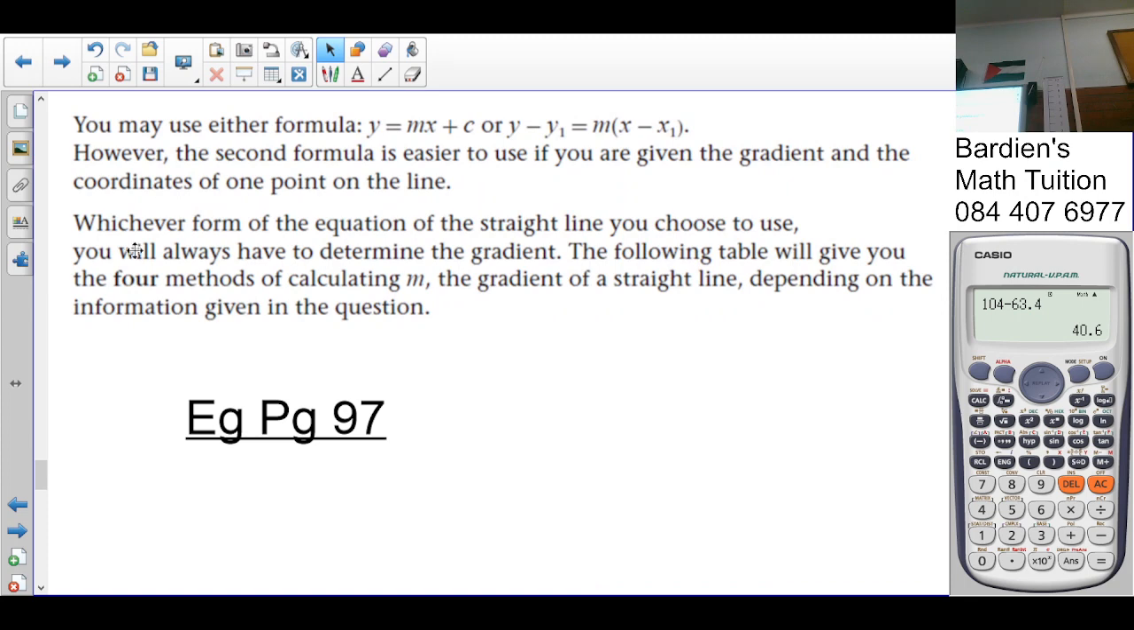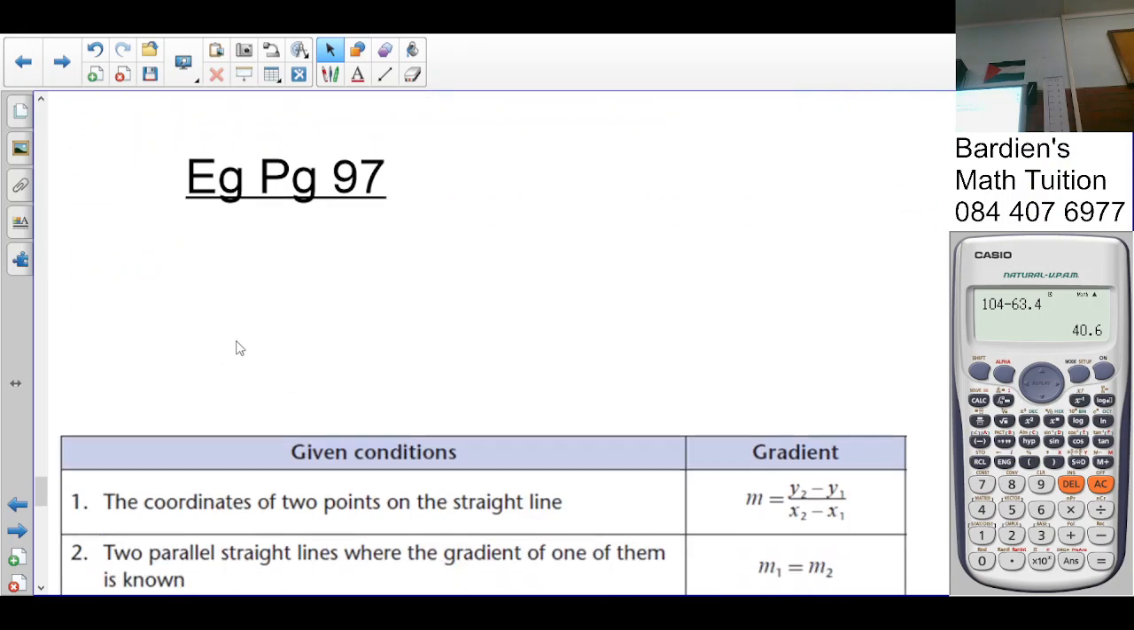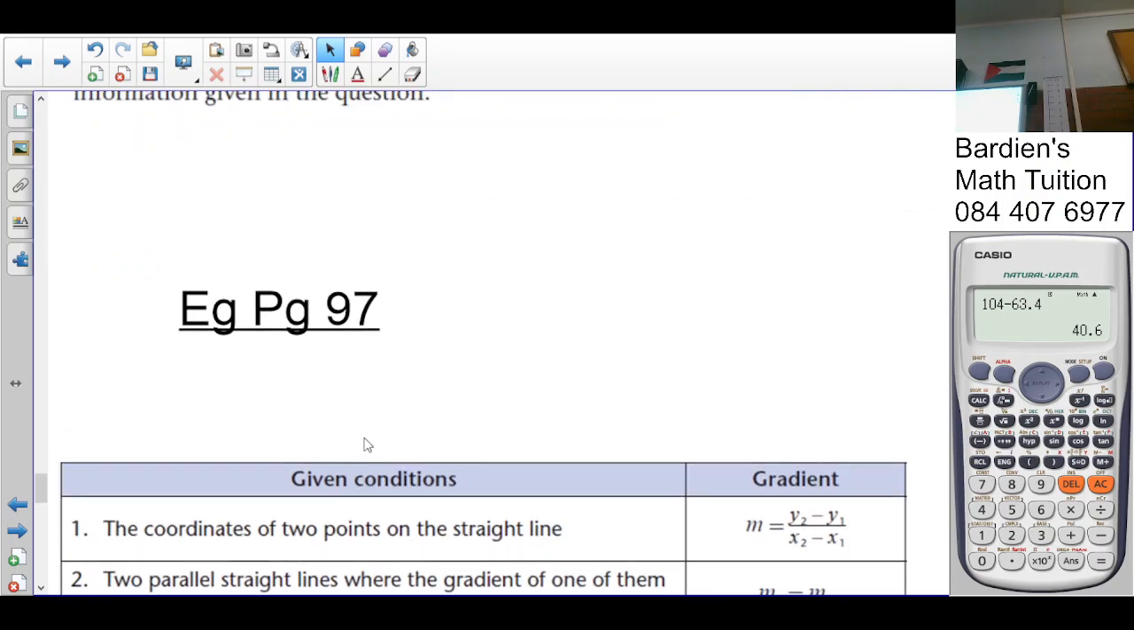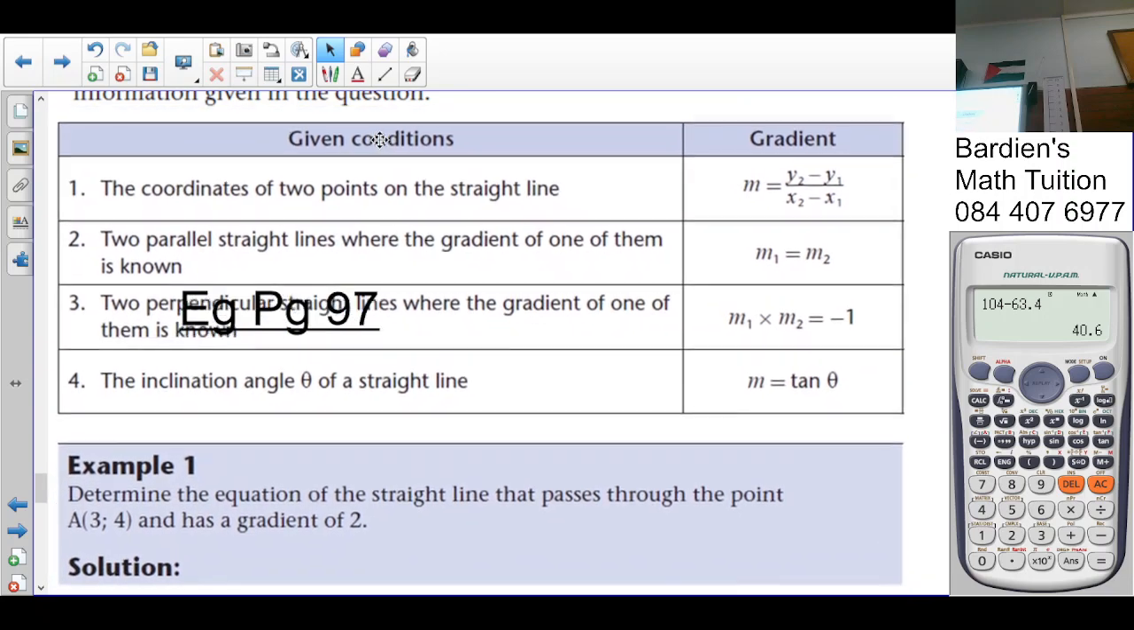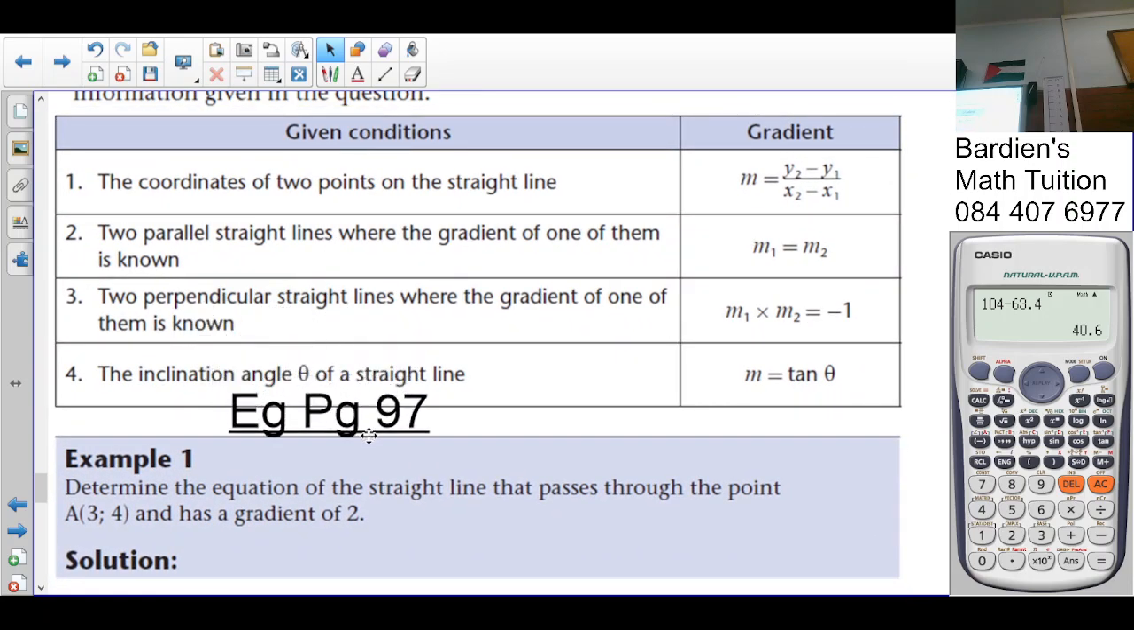Whichever form of the equation of the straight line you choose to use, you will always have to determine the gradient. The following table will give you the four methods of calculating the gradient of a straight line depending on the information given in the question. If you like writing, you can write that down, and this is on page 97. If we are given the coordinates of two points on the straight line, m is equal to y2 minus y1 over x2 minus x1.